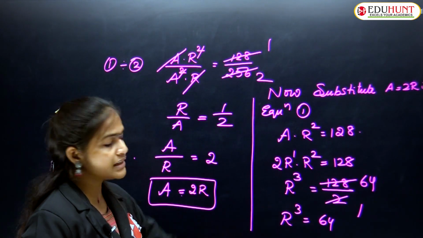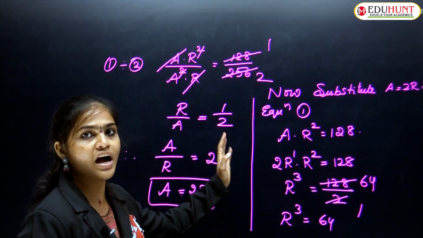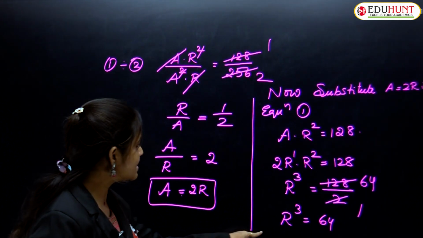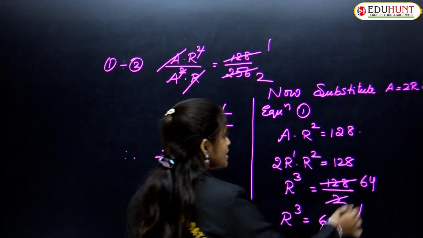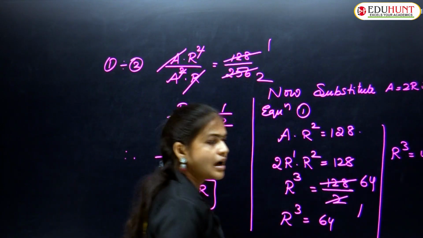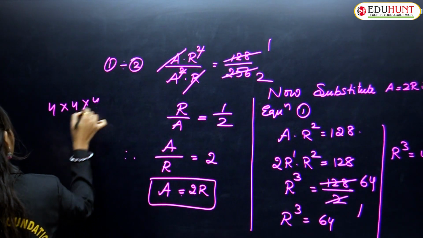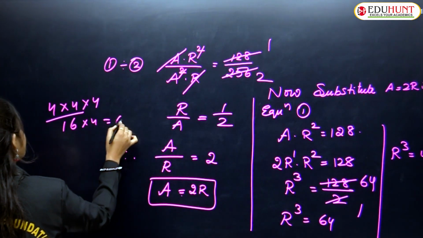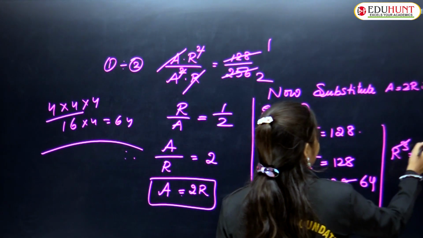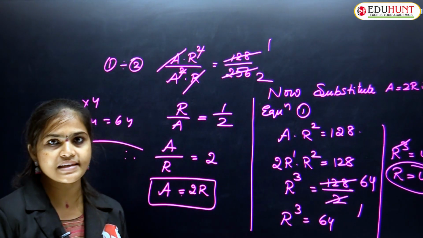Actually children, this is related to cubes, but here they are given in squares. So that is why I am just giving an introduction. After this concept we have cubes, where we will discuss them briefly. Just see here, R cube is equal to 64. So we can write R cube is equal to 4 cube. Why? Because 4 into 4 into 4: 4 4s are 16, 16 4s are 64. Understand? So R is equal to 4.